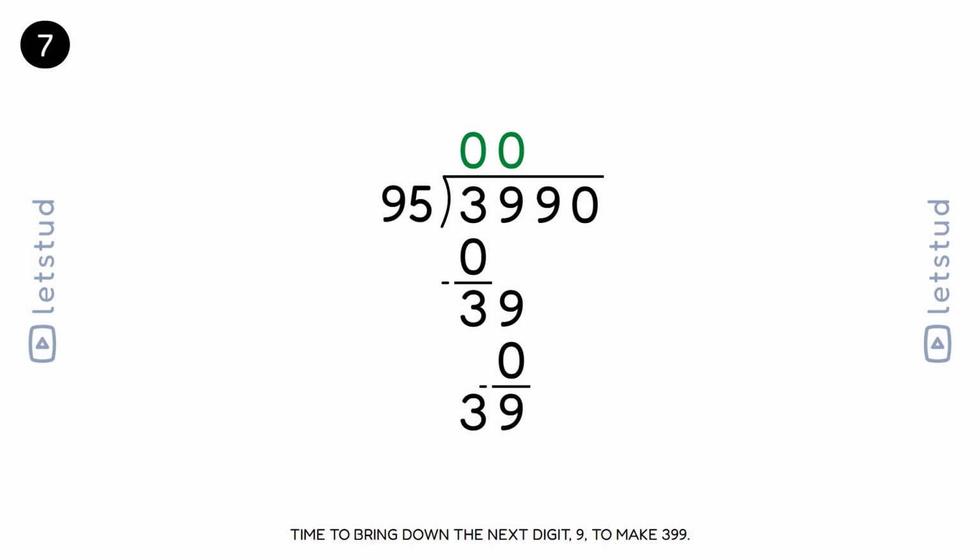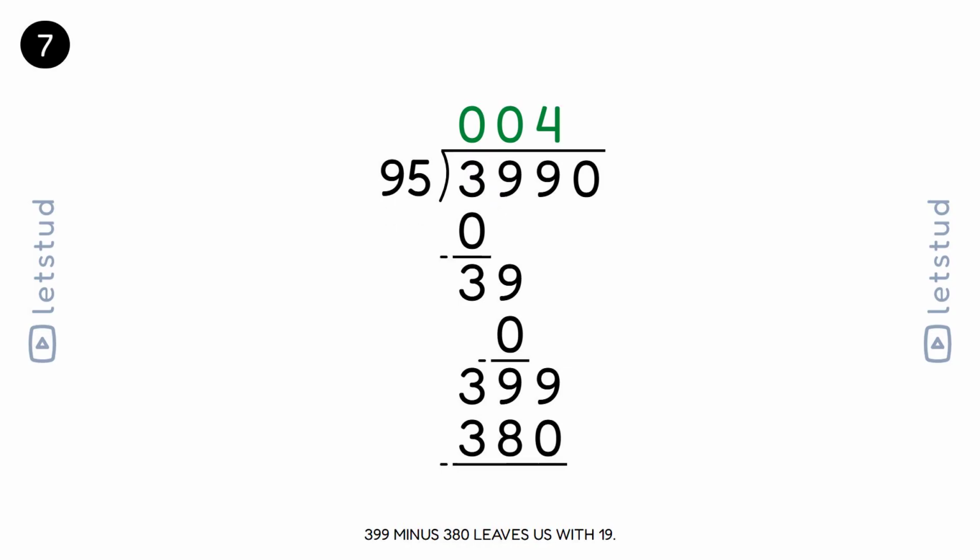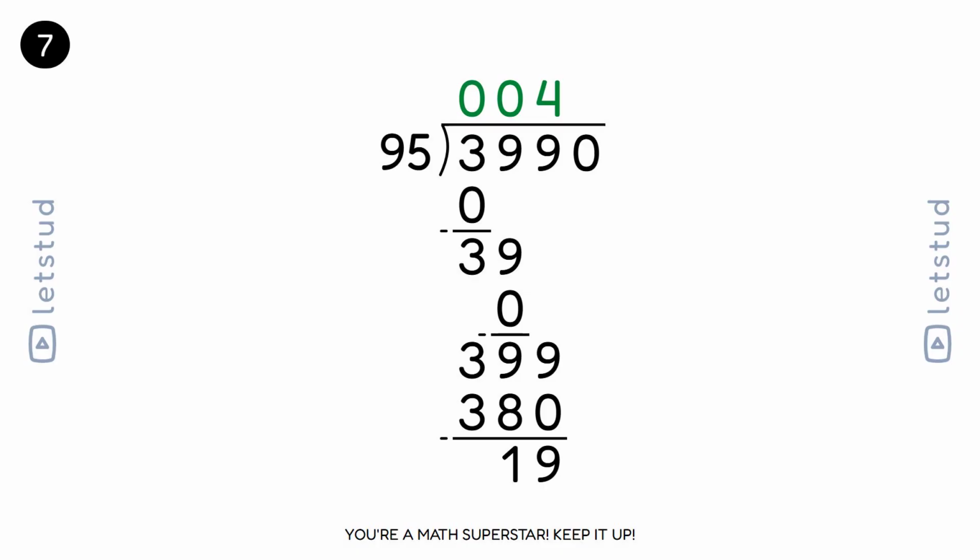Time to bring down the next digit 9 to make 399. We have 399 now. Let's find out how many times 95 goes into 399. We brought down the 9, making our number 399. 95 fits into 399 4 times. 4 times 95 is 380. 399 minus 380 leaves us with 19. You're a math superstar, keep it up.